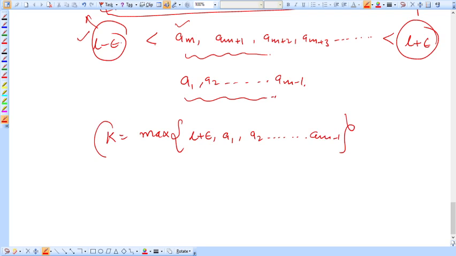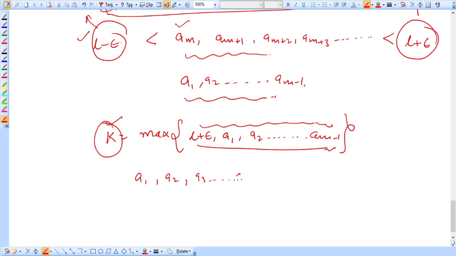Now look, what is k here? It is the maximum of all these numbers, the biggest number among them. For this k, all the terms of the sequence, that is a_1, a_2, a_3 and so on, up to a_{m+1}, are lesser than k now, because k is the greatest of all these.